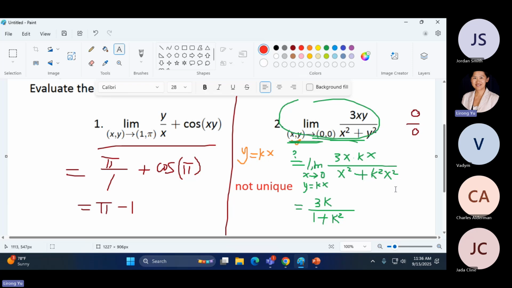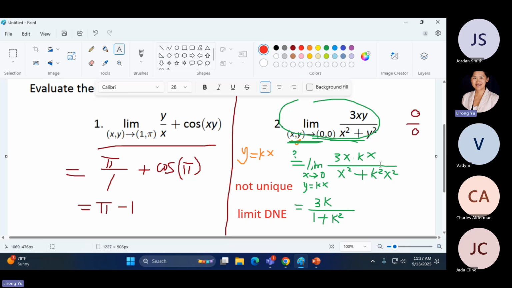Because it's not unique, and it isn't affected by x, since x is canceled, x is not affecting it. Y is equal to kx, and k is the only thing affecting it, but those paths exist on the xy plane. So not unique, that means this limit does not exist. And that's what I sometimes write, and in short, does not exist. Any question?